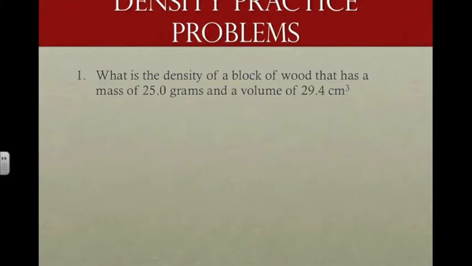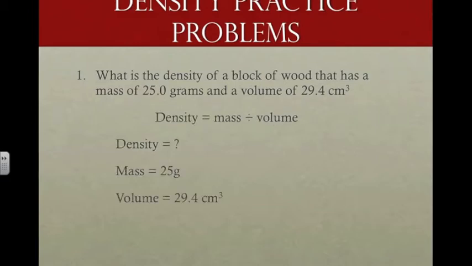So let's try some practice problems. Okay, this first one says, what is the density of a block of wood that has a mass of 25 grams and a volume of 29.4 cubic centimeters? So you always want to start by writing down your formula and then going over what information has been given to you. You can make a DMV chart.